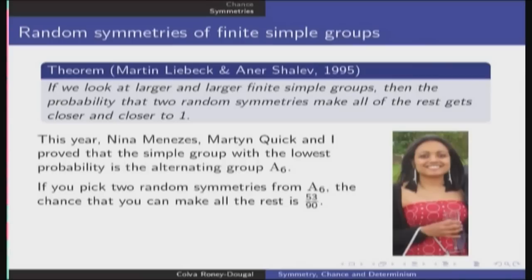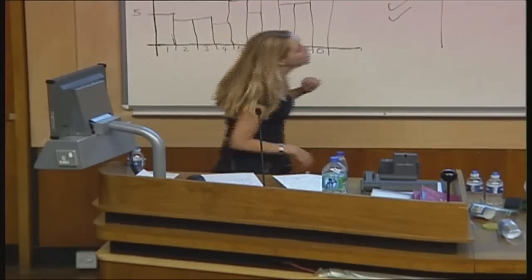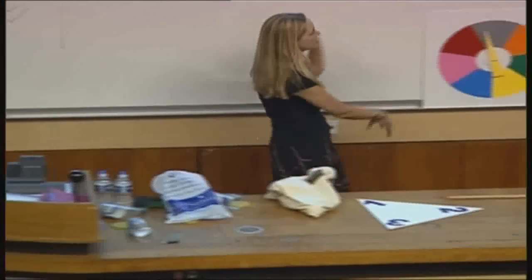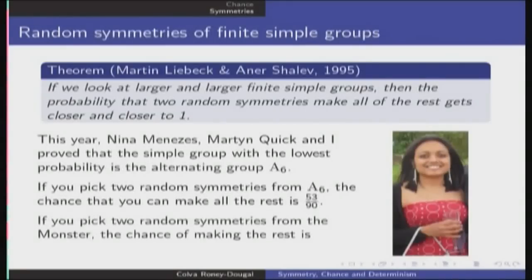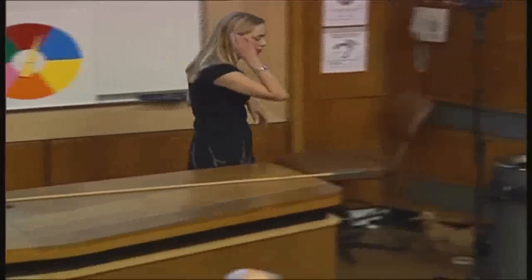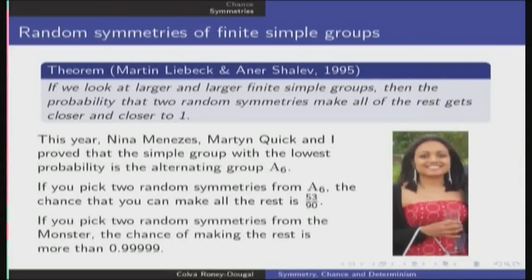If you pick any two random symmetries from that, then the chance that you can make all of the rest is 53/90. If you pick any other finite simple group, so if you pick a p-wheel for a massive prime, or if you pick the monster, then the probability winds up an awful lot bigger. If I could turn each kilo of visible matter in the universe into a tennis ball and play the monster game with you with the tennis balls, I would win more than 0.99999 times out of 1.